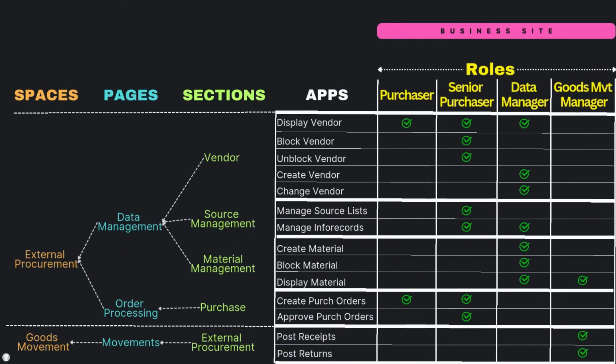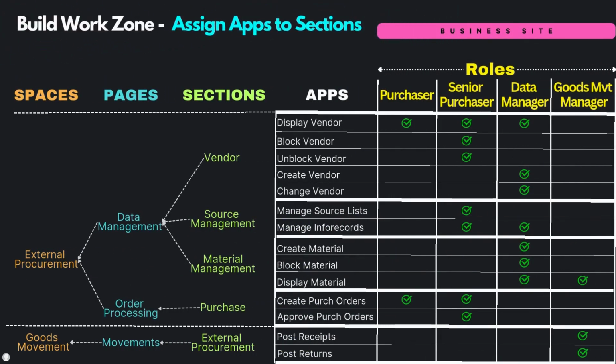The next thing that we are going to do is to assign the applications in the relevant sections that we have just set up. I'll show it to you for one section. So under the space external procurement, we have the page called data management. And here we have the section called vendor. This section contains the apps for create, change, display vendor, and also block and unblock. So let's do this in the content manager.